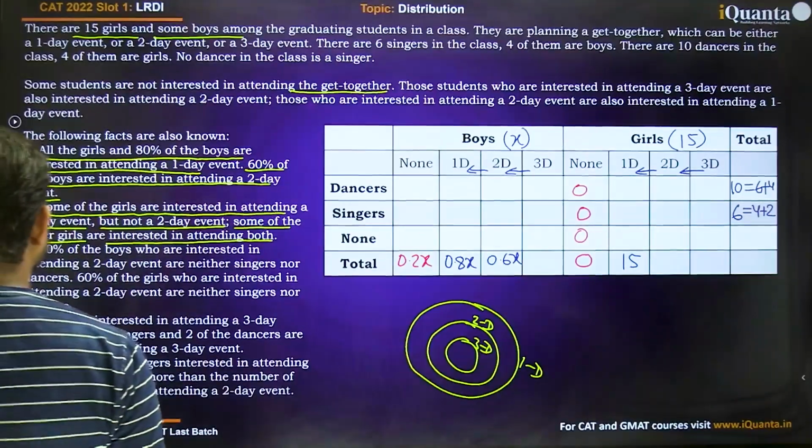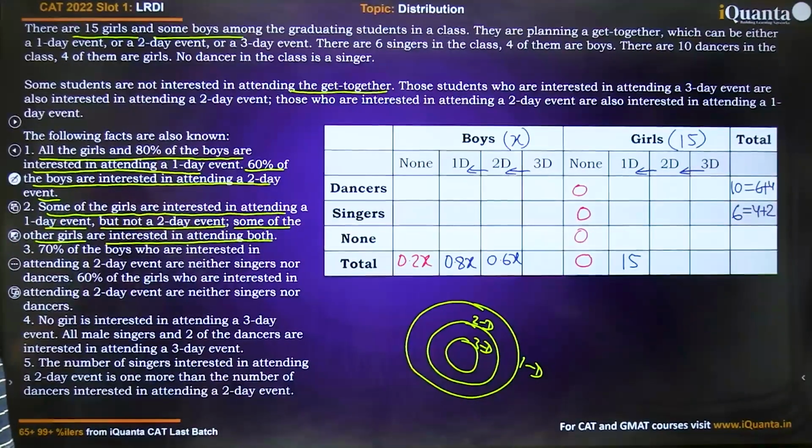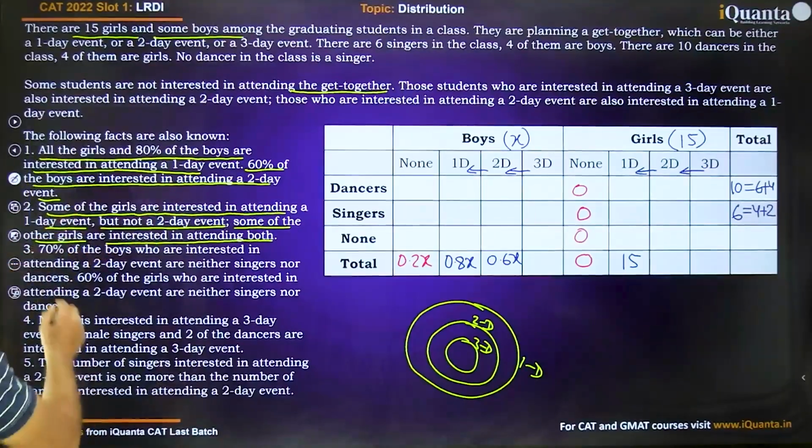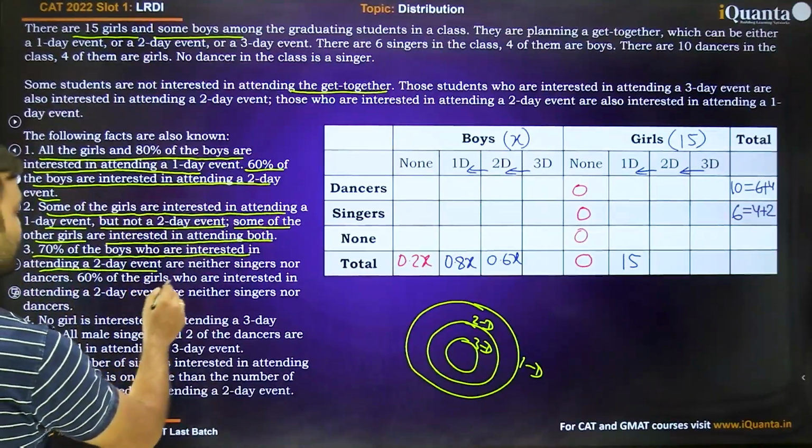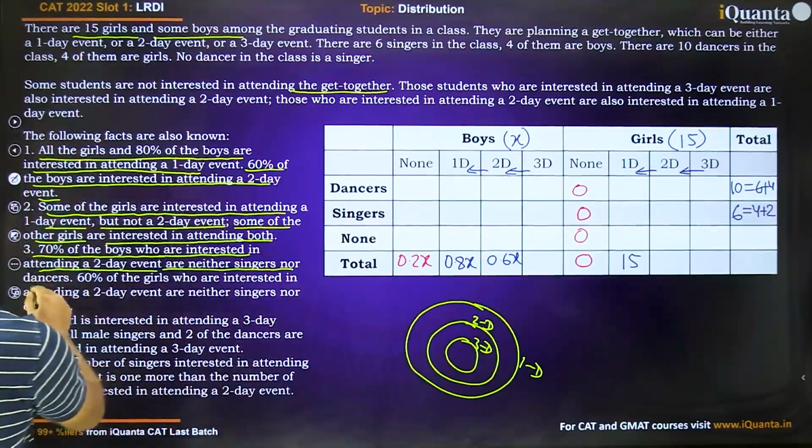Now next it says statement 3, which is 70% of the boys who are interested in attending a 2-day event are neither singers nor dancers.